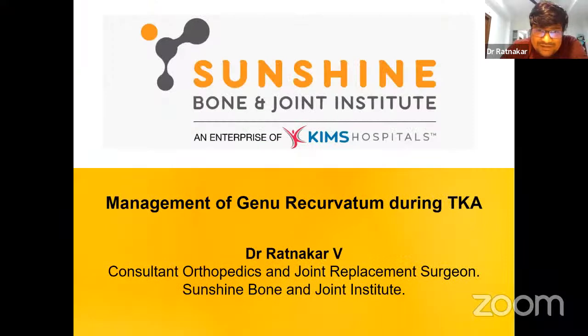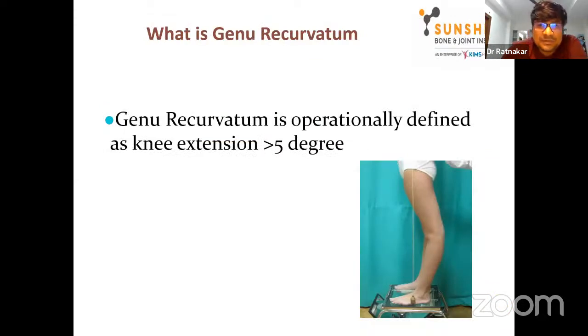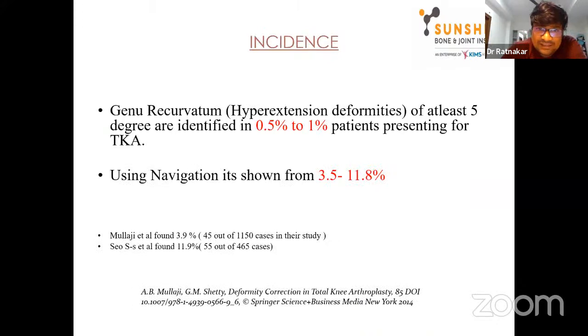So recurvatum is again opposite to your flexion deformities. Recurvatum is operationally defined if the knee extension is more than 5 degrees. The incidence reported is 0.5 to 1% in various literature, but people using navigation have shown that it may be as high as 3.5 to 11.8%.